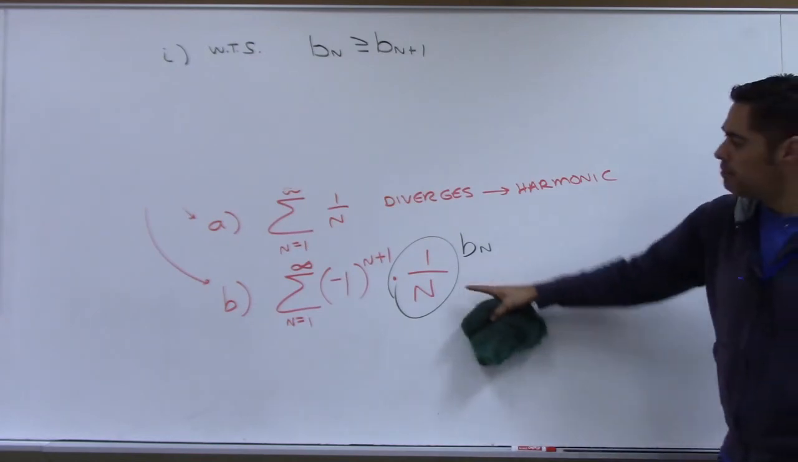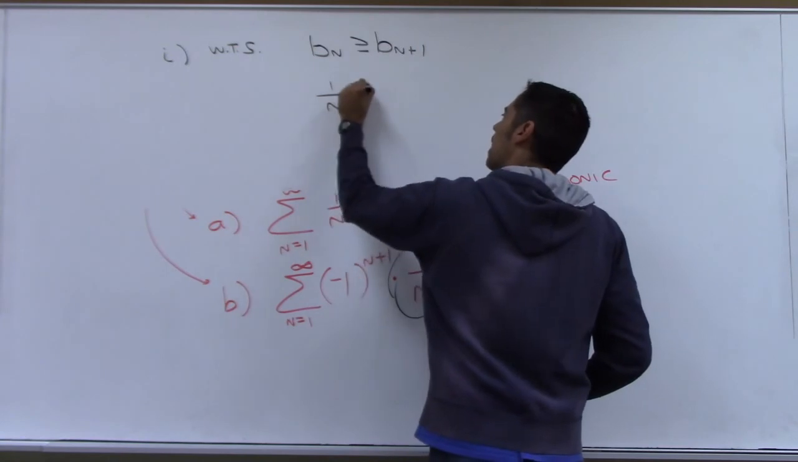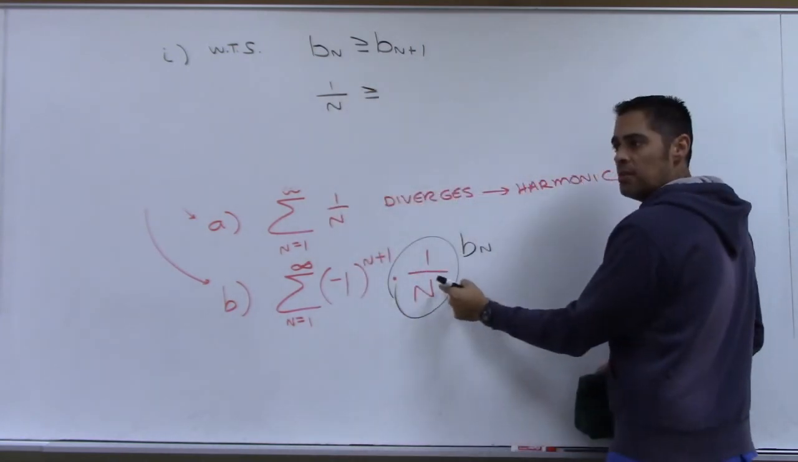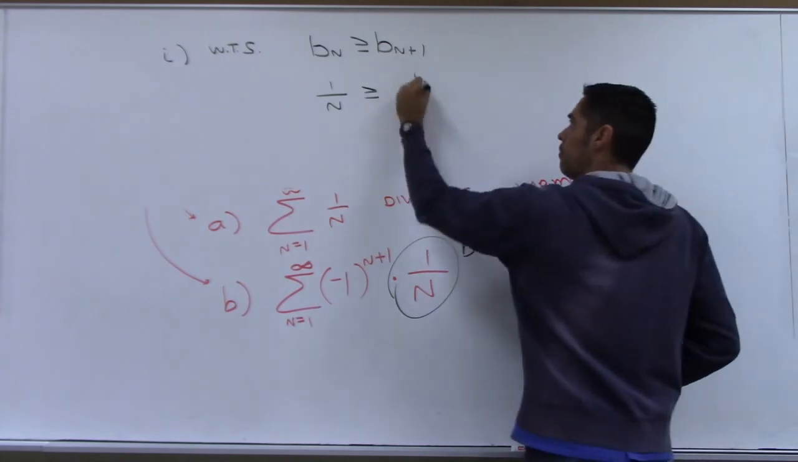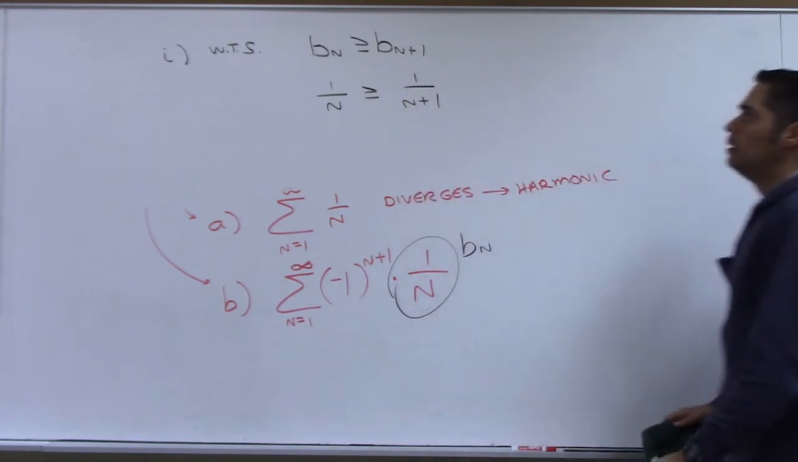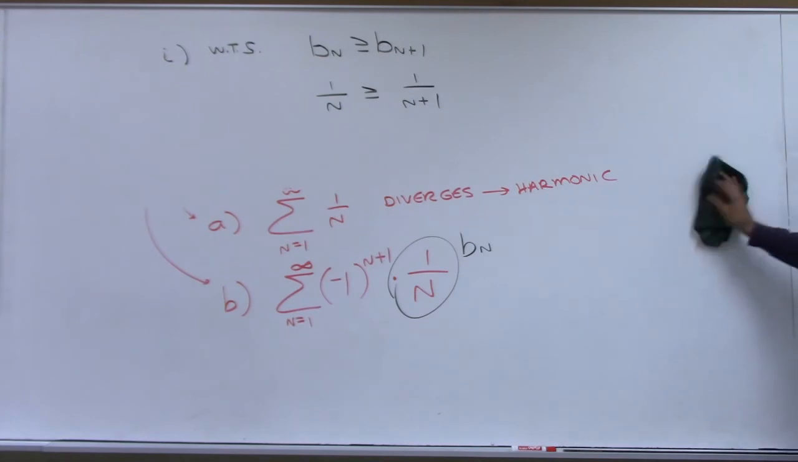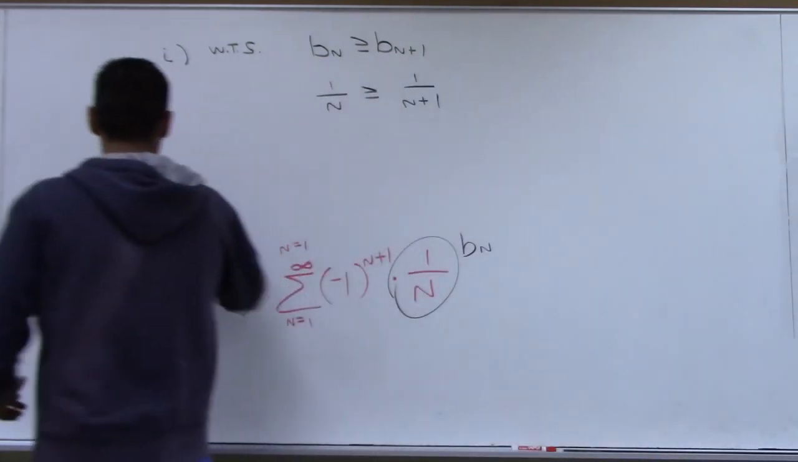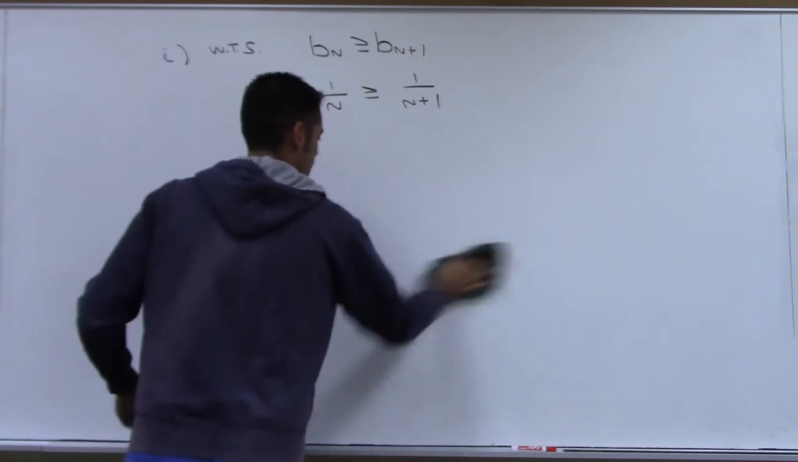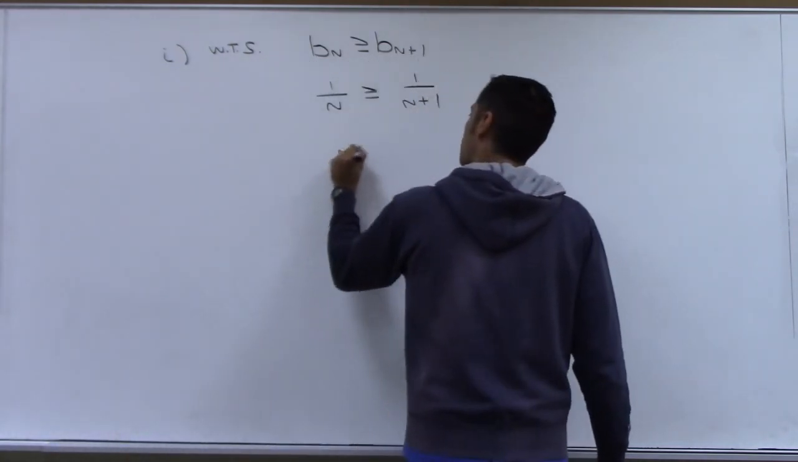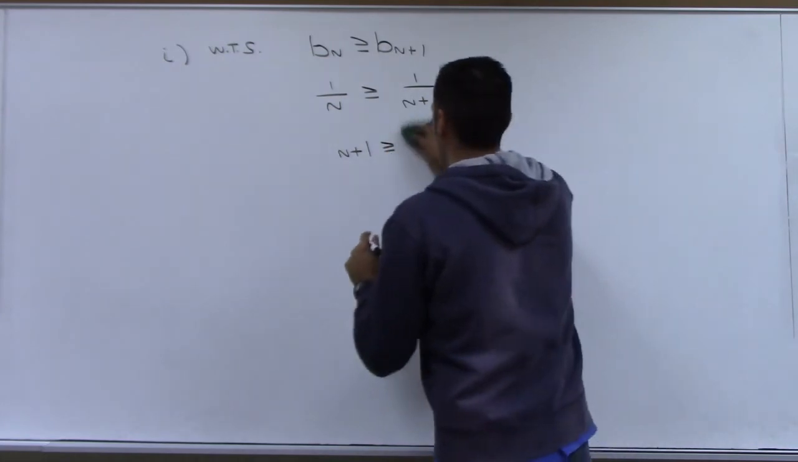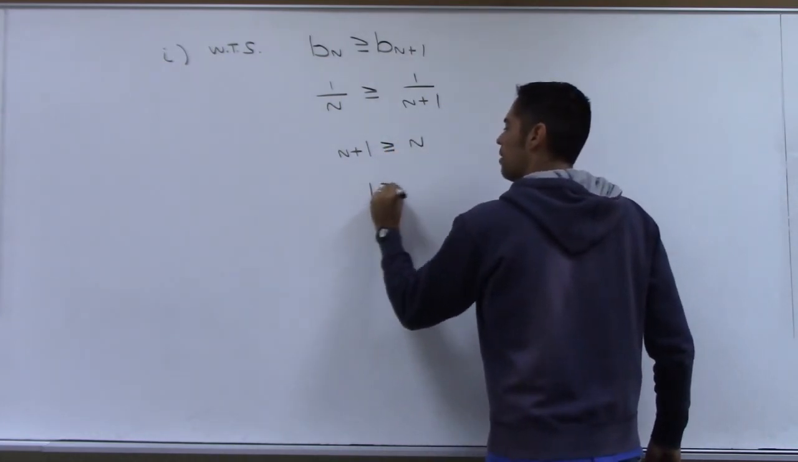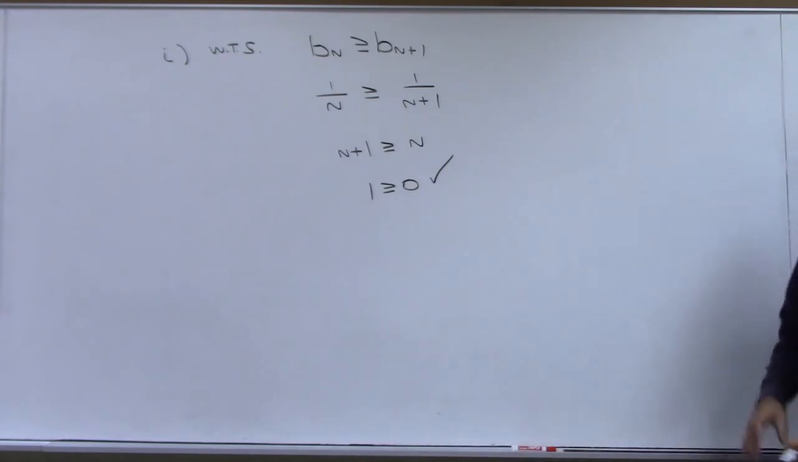So take b sub n, which is just 1 over n, and compare it to b sub n plus 1. So we plug n plus 1 into this. 1 over n plus 1. Is that true? Yes, that's true, right? That's true, because n plus 1 is greater than or equal to n, which means 1 is greater than 0, and that is true. So I hope that we've done enough of those that you understand what I did there, just move things around. And so the first of the two things I need to show are true. Questions?